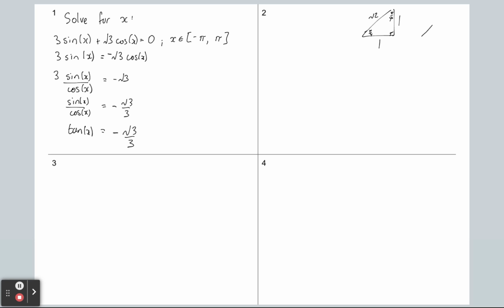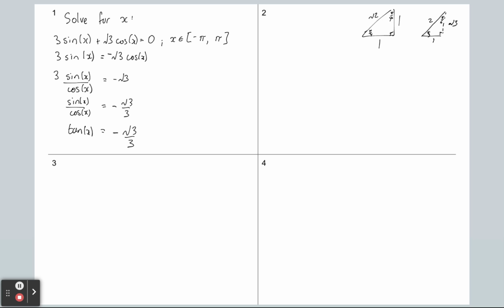Or we've got half an equilateral triangle, so side length 2 here, side length 1 here, and this would be root 3 here. Equilateral triangles have 60 degrees, or pi on 3 here, and there's pi on 6 here. So we can see that for tan, opposite over adjacent will give us 1 on root 3, which is the same as root 3 on 3 once we rationalize the denominator.